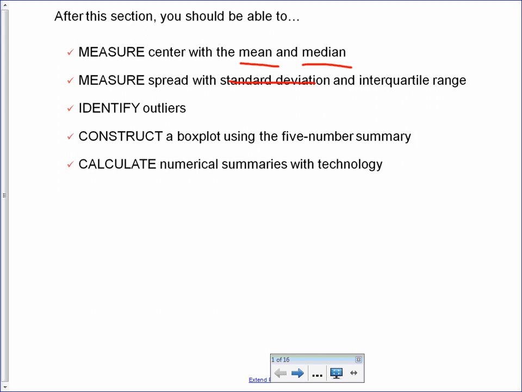We're saving standard deviation until tomorrow, but we're going to do interquartile range tonight as well. So we're going to get all of that together and define all of these things and how to calculate. Tomorrow night we'll also be learning how to numerically identify outliers and learn a more detailed way to create a box plot. And we're going to learn how to do all this with tech.